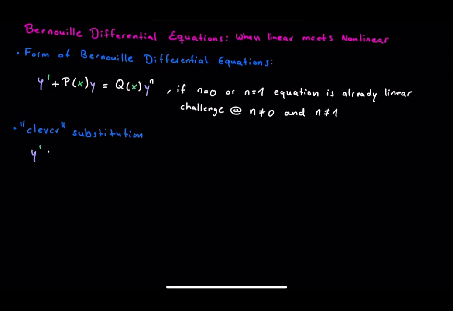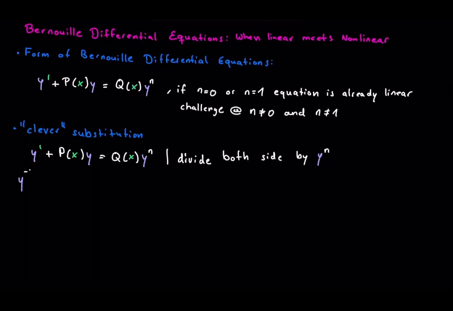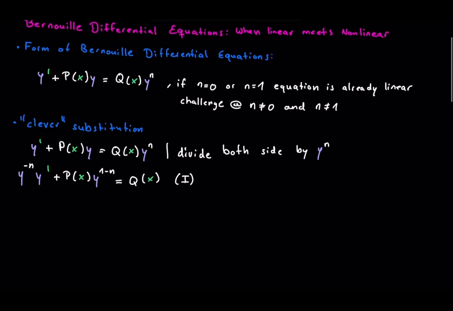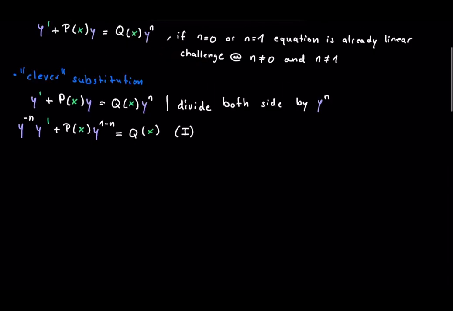We start with y prime plus p of x times y equals q of x times y to the n. Divide both sides by y to the n, and we get y to the negative n times y prime plus p of x times y to the 1 minus n equals q of x. Now we introduce a new variable that simplifies things beautifully. The goal is to eliminate that messy power of y, the part that makes the equation nonlinear, and transform everything into a form we already know how to solve.